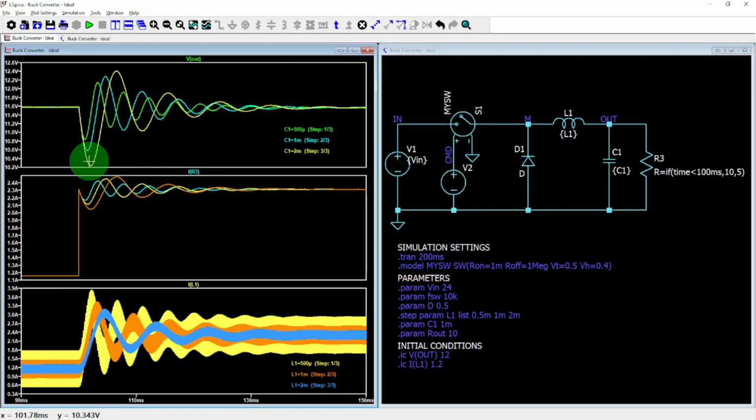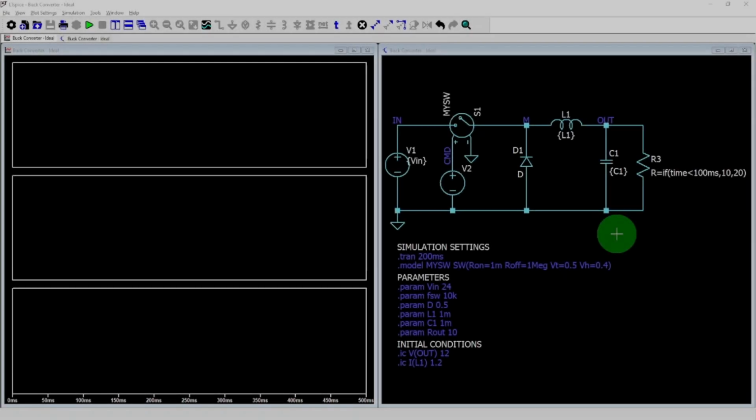Now that we've seen what happens when the load increases, let's find out what happens when the load drops. It should be straightforward, right? What happens when we reduce the load? We're still using the same buck converter configuration. Input voltage 24 volts, duty cycle 50%, inductor 1 millihenry, output capacitor 1 millifarad.